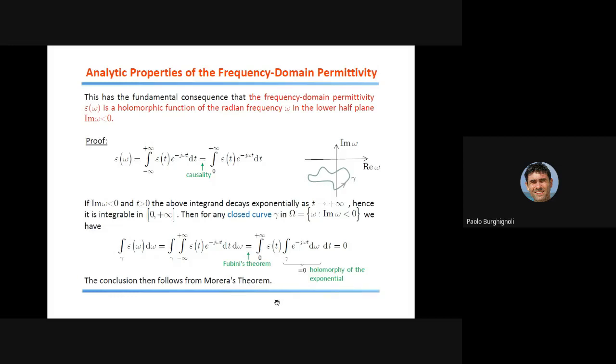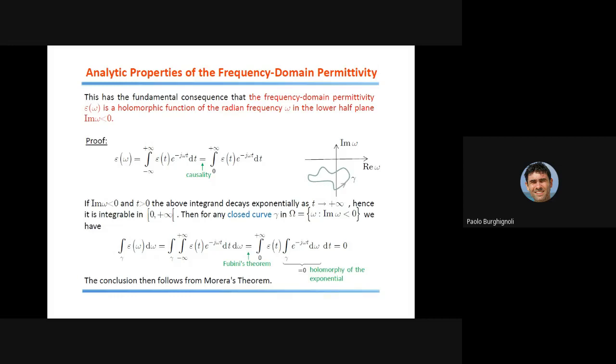I remind you that Morera's theorem, as we saw in the second lesson of this course, is a converse of Cauchy theorem. Cauchy theorem tells us that if a function is holomorphic, then its integral along any closed curve contained in the domain of holomorphy, which does not wind around any exterior point, is equal to 0. Morera's theorem tells us the converse. So if you have a continuous function whose integral along any closed curve is 0 inside its domain of definition, then this function must be holomorphic.